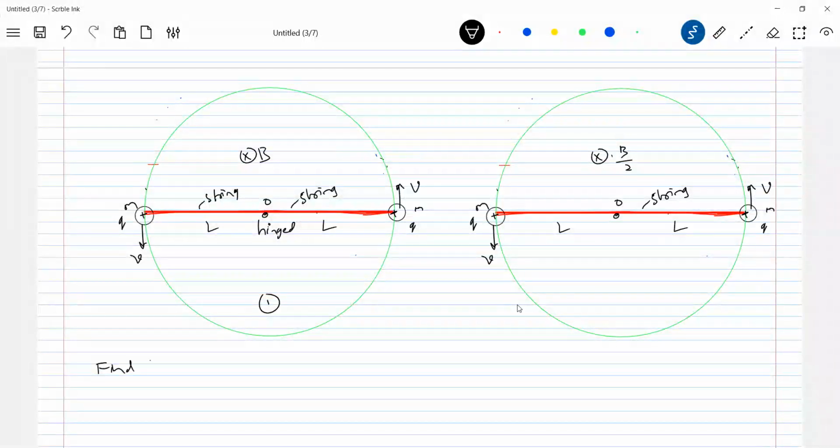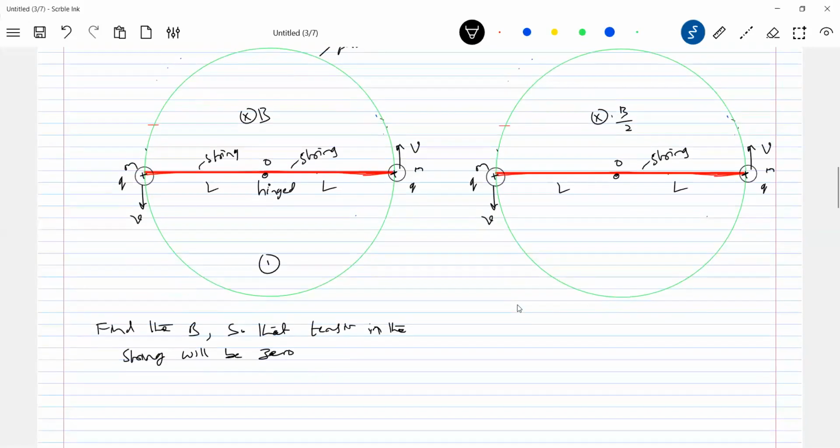Find the B bar so that the tension in the string will be 0. This is a path, a circular path.